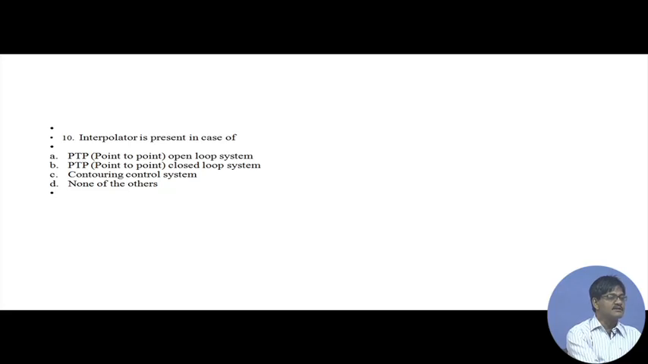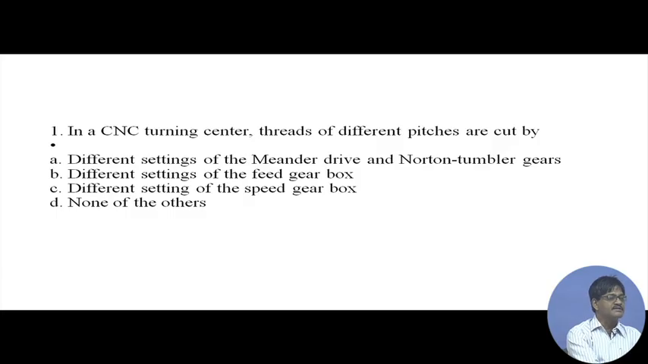Interpolator is present in case of point-to-point open loop system, no. Point-to-point closed loop system, no. Contouring control system, C is the correct answer. In a CNC turning center, threads of different pitches are cut by different settings of the meander, drive and Norton tumbler gears, no, they do not exist in this machine. Different settings of the feed gearbox, no. Different settings of the speed gearbox, no. None of the others.